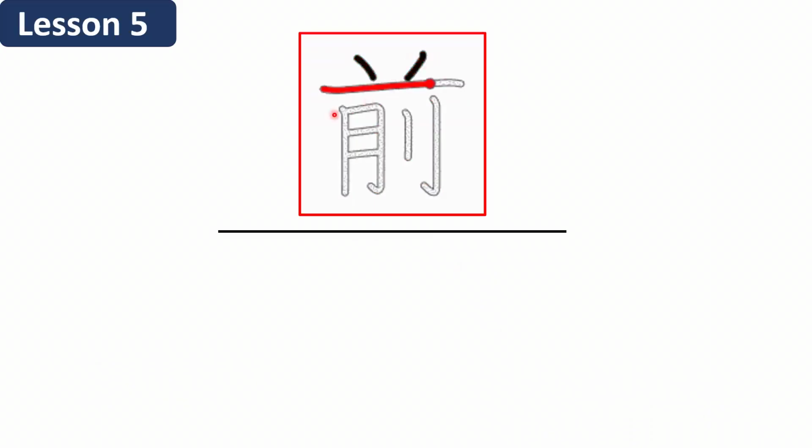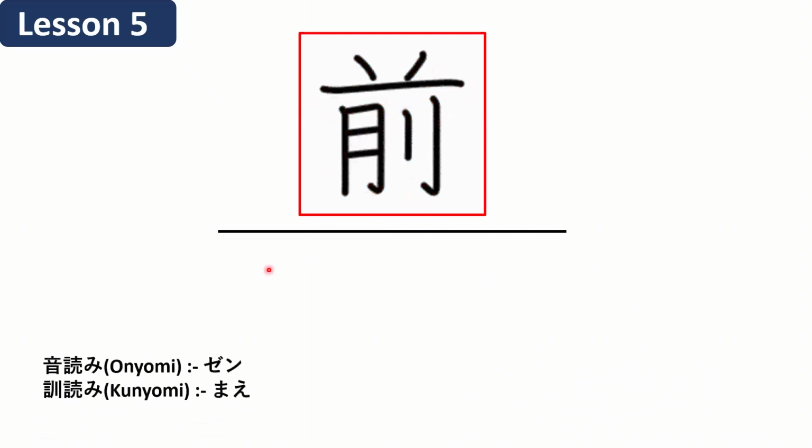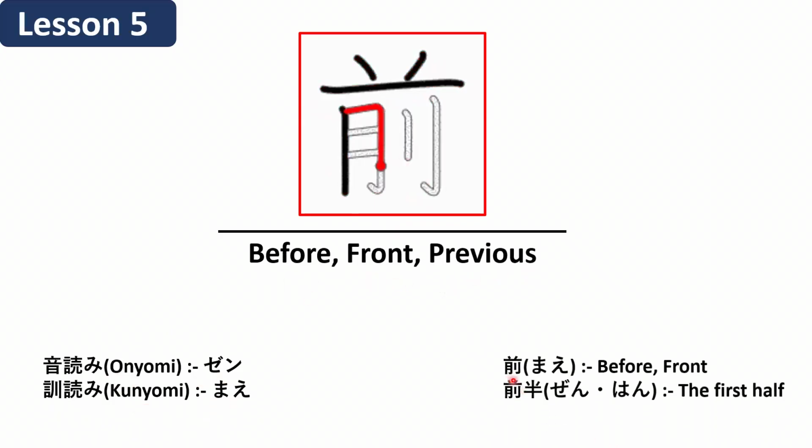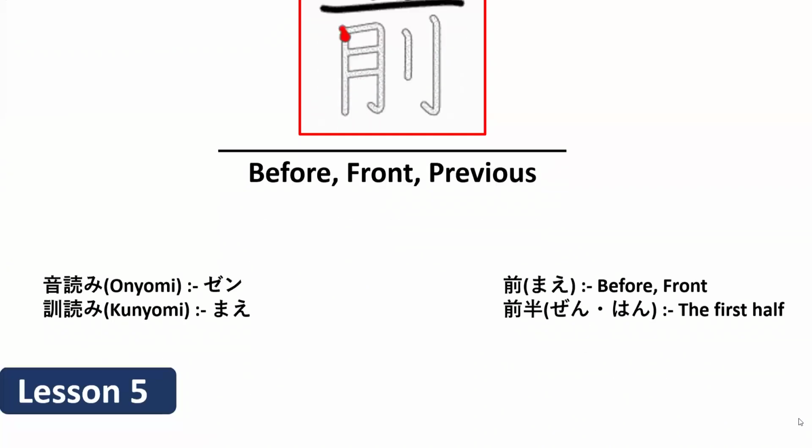Onyomi is zen. Kunyomi is mae. Before. Front. Previous. Mae. Before. Front. Zenhan. The first half.